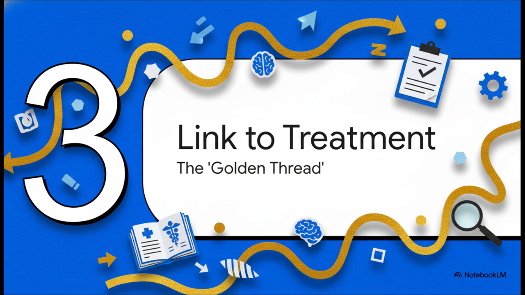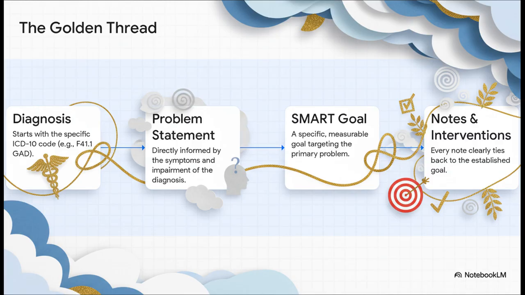Okay, this next part is so critical for both compliance and quality care. Let's talk about linking your diagnosis directly to your treatment plan. This is what auditors and payers are always talking about when they say the golden thread. So what is the golden thread? It's just a clear, unbroken line that connects every single piece of your documentation. It starts with your diagnosis, let's say F41.1 for GAD. That diagnosis directly leads to your problem statement. From there, you build a specific SMART goal, and finally, every single intervention and progress note you write has to clearly tie back to that goal, and by extension, all the way back to the original diagnosis.